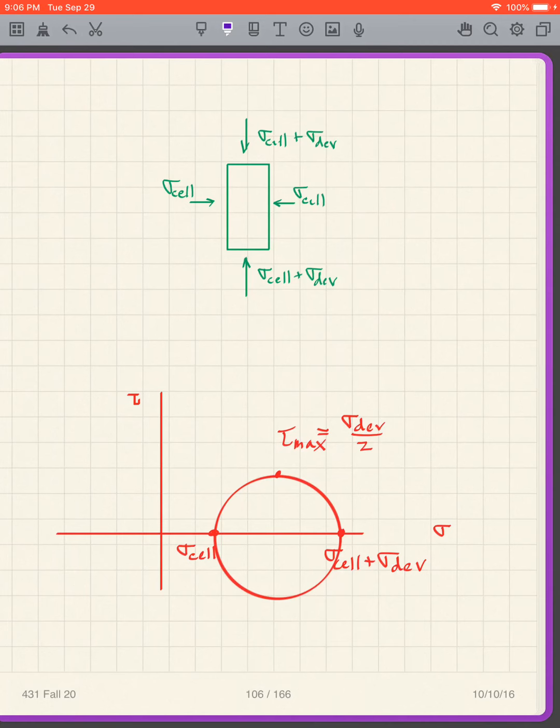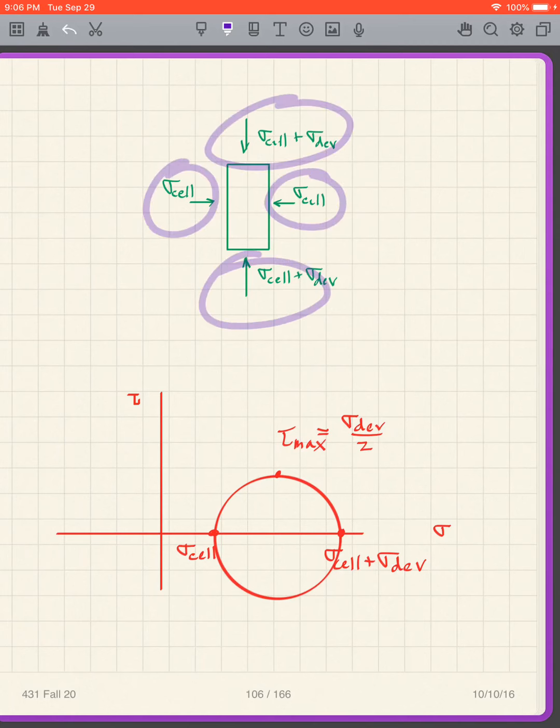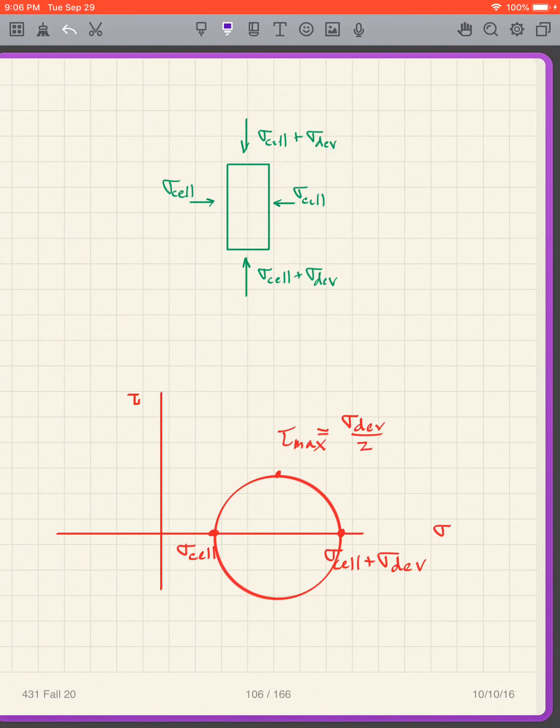Now, in geotechnical engineering, we flip this around, and we call compressive stresses positive. That's what we always do. So we reverse it a little bit. So if these are my stresses here, then it's easy to plot. I just look at one of them, and it's sigma cell, 0. So there's 1 point. Sigma cell plus sigma deviator, that's the other point. So I simply draw a line between them.